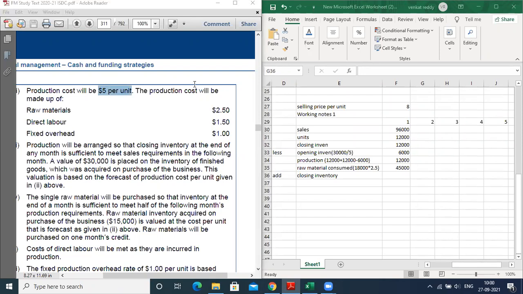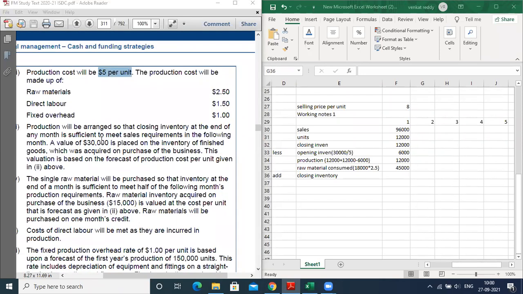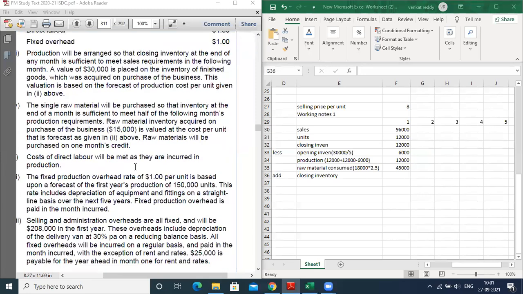Okay. Then single raw material will be purchased so that inventory at the end of the month is sufficient to meet half of the following month production requirement. So the raw material inventory acquired on the purchase of the business is $15,000, valued at the cost per unit, that is forecast. Okay, so cost per unit is already given there, and the raw material will be purchased on 1 month's credit. Then the cost of direct labor will be met as they are incurred in the production.